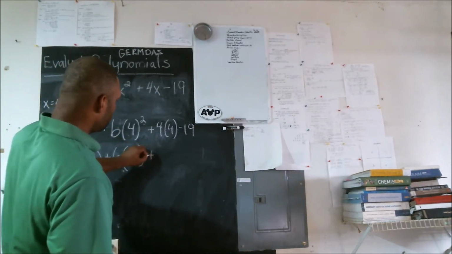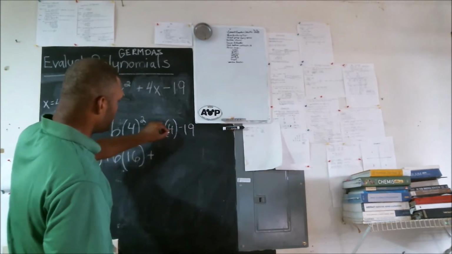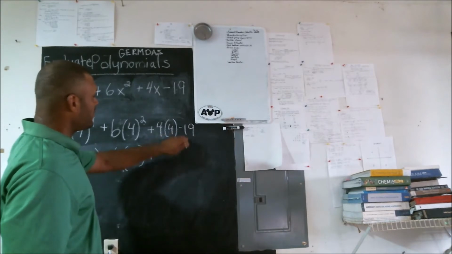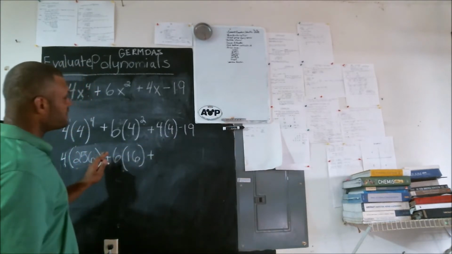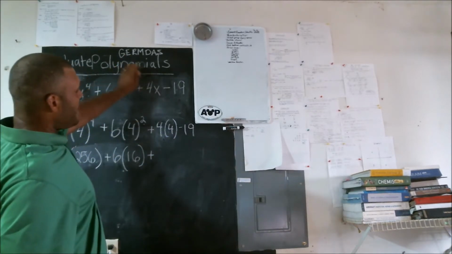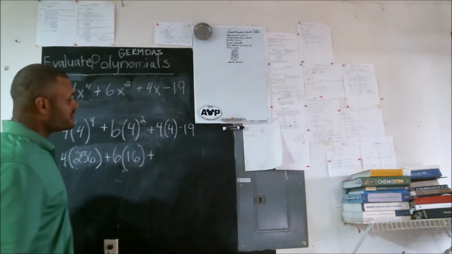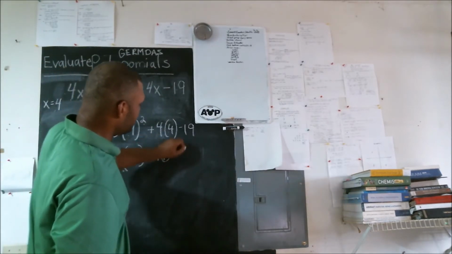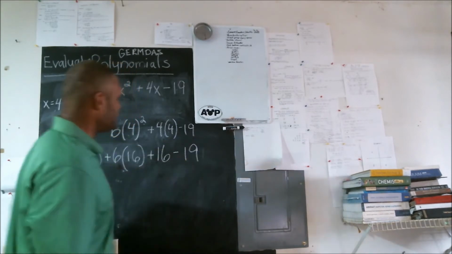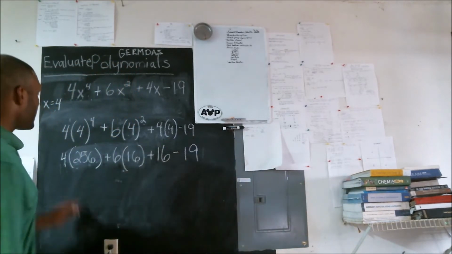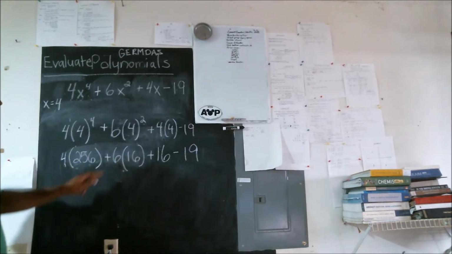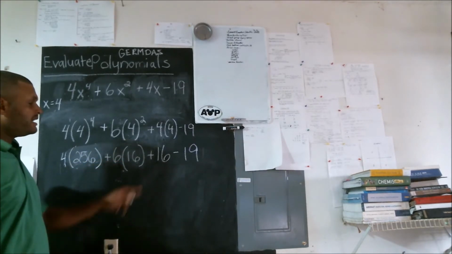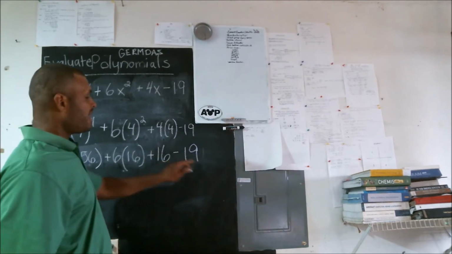Then we do this plus 4 times 4 too. We can bring this whole thing down. There's no exponent there, but we can keep going because we've done the exponents. The next one is the root. We don't have anything there. We can do multiplication now. So we have 4 times 4 is 16, and we just bring down that minus 19. So we have 4 times 256 plus 6 times 16 plus 16 minus 19.